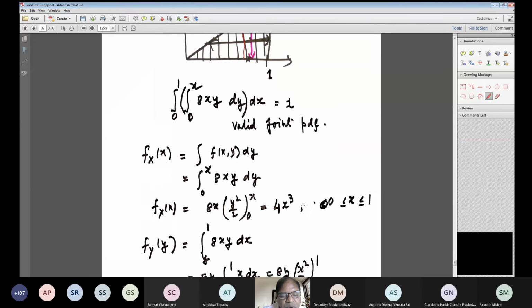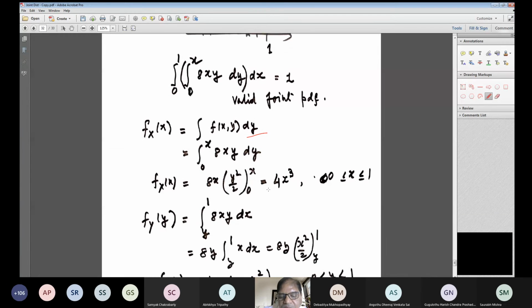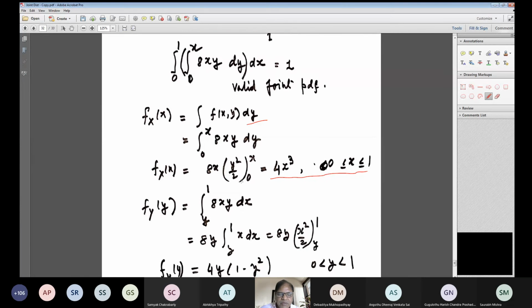Now you have to get the marginal density function of x. So you integrate with respect to y, and y varies from 0 to x. So you get this one. I'm not doing the calculation, so you can verify easily. It has been done here.